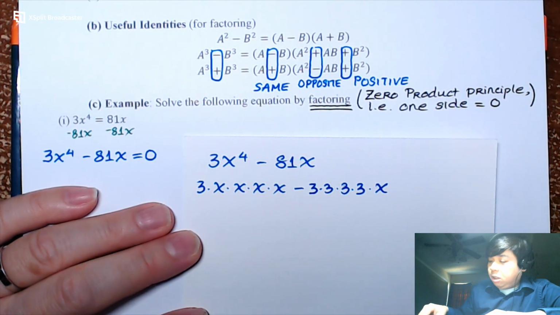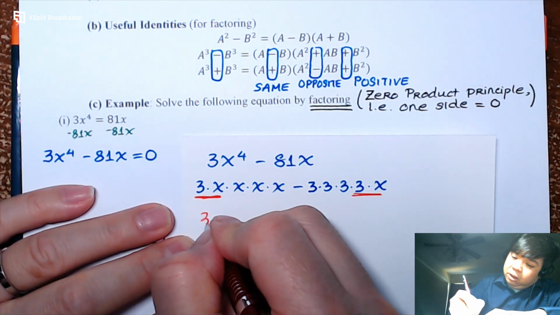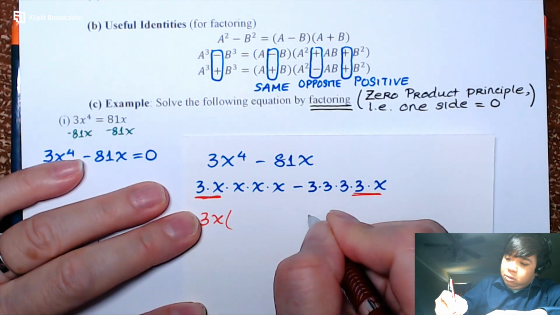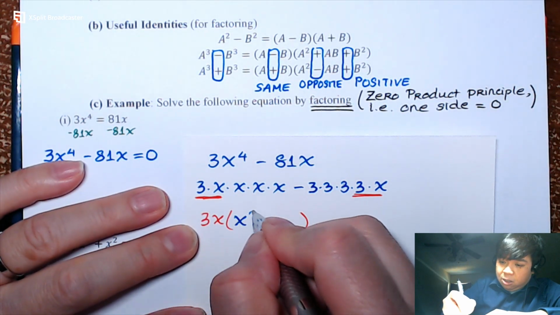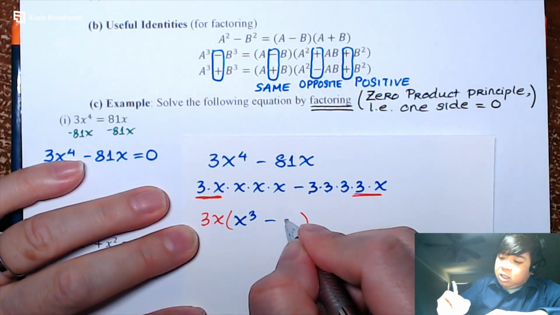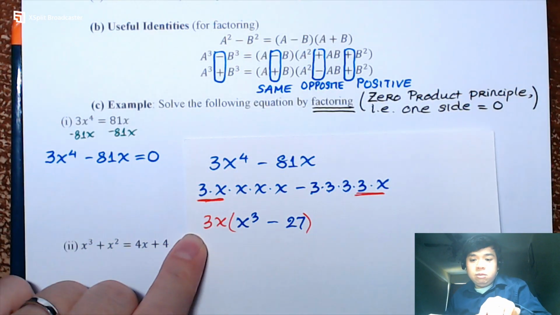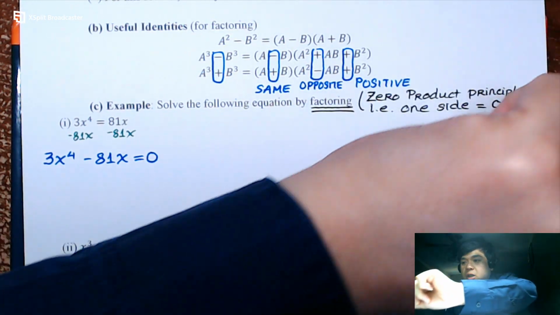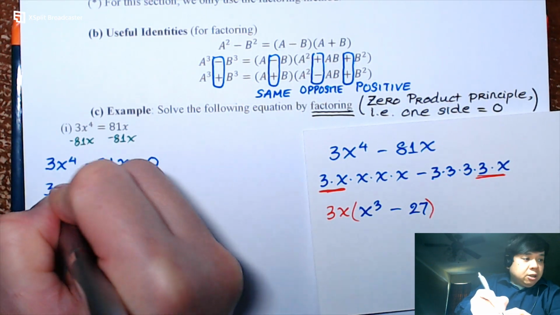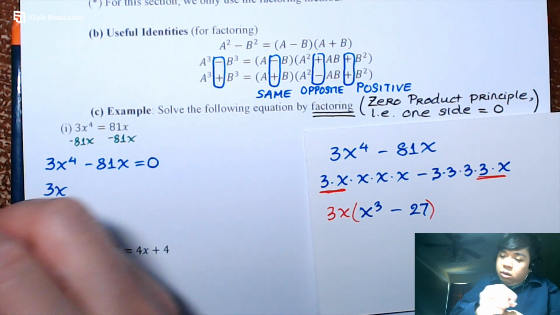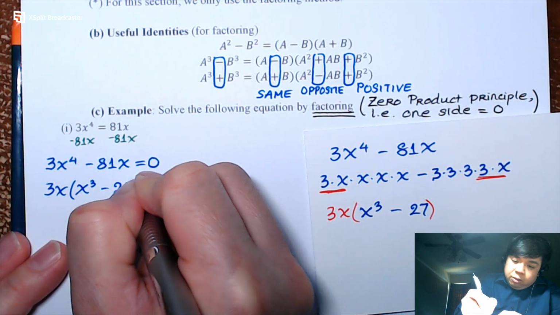Now, what do they have in common? Well, there's a 3 and an x in common. What's left is x times x times x, and 3 times 3 times 3, 27. So that's how we factor. Very simple. So I'm just going to leave that. And we have 3x times x cubed minus 27 equal to 0.